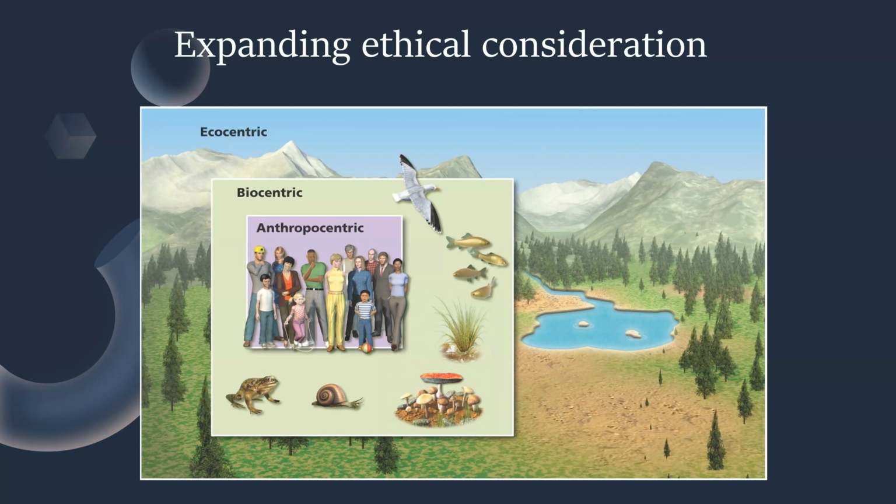So here's a graphic of that. Ecocentric involves the mountains, the trees, the water, the dirt, everything. And then biocentric is just us and living creatures. And then anthropocentric is just humans and matter.